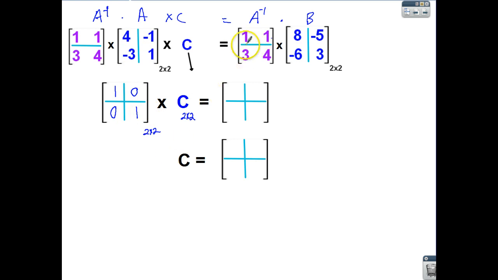Okay, so over here we break this one up into rows and this one up into columns, and we proceed with our matrix multiplication. Row 1 times column 1. 1 times 8 is 8, plus 1 times negative 6 is negative 6. 8 and negative 6 is 2. Row 1 times column 2. 1 times negative 5 is negative 5, plus 1 times 3 is 3. Negative 5 and 3 is negative 2.